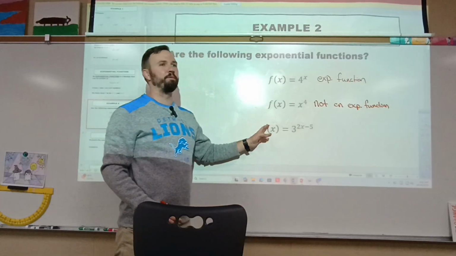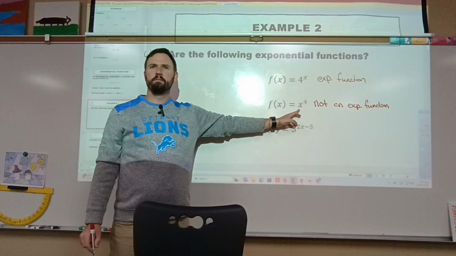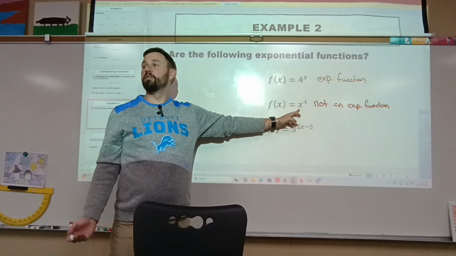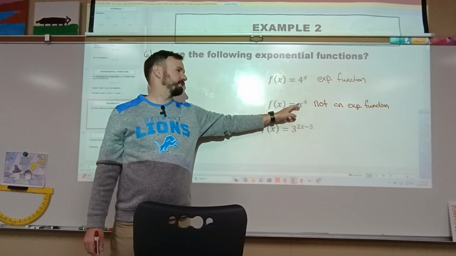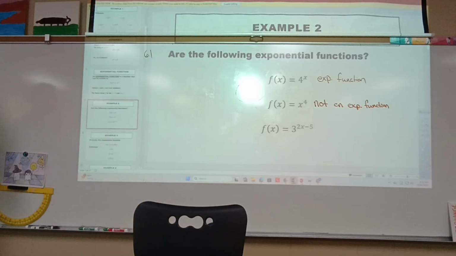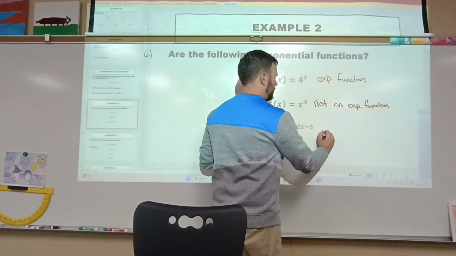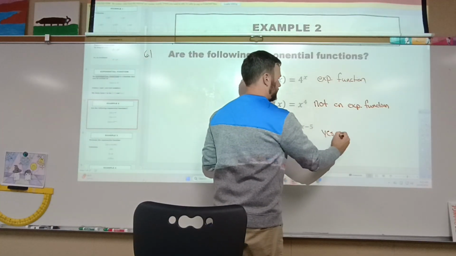Ooh, quick review from a while ago. What kind of function is that? That's a power function, right? That's a power function because x is some power. What about this beast? It is, yeah, that is an exponential, yes. Because the x is up above.